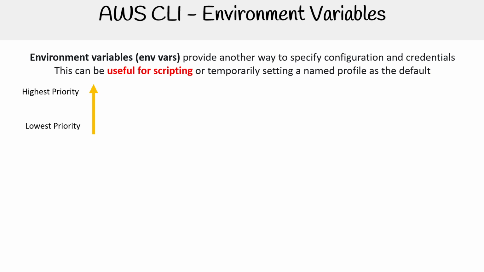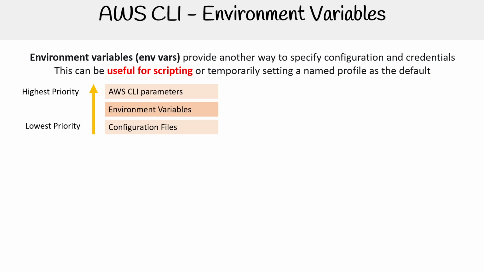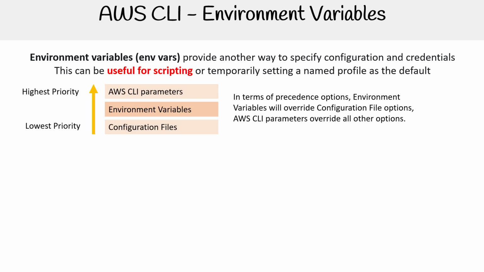In terms of precedence, or what takes priority, AWS CLI parameters are first, environment variables are second, and configuration files are third. So the idea is that the higher up on the list, they're going to override anything that's down below.